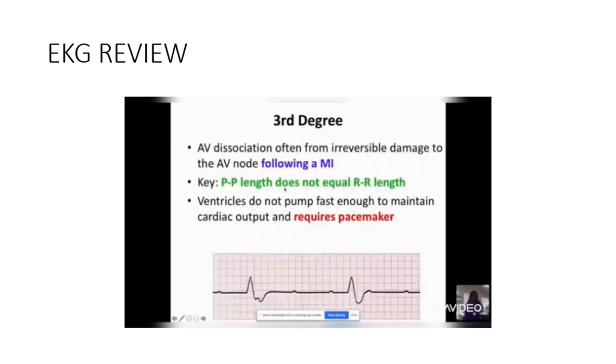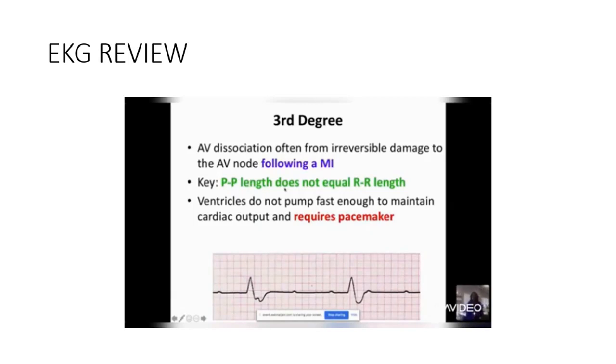You can't miss this strip. It's so, oh my God, something's wrong here. So third degree is usually post myocardial infarction. These are the clients who have scar tissue after these disorders. Obviously, if you count this, your P to your R does not equal. P length does not equal R length. They definitely, for sure, need a pacemaker for third degree.